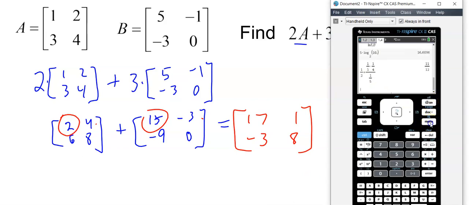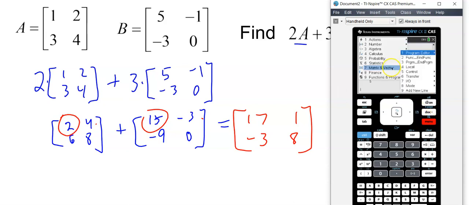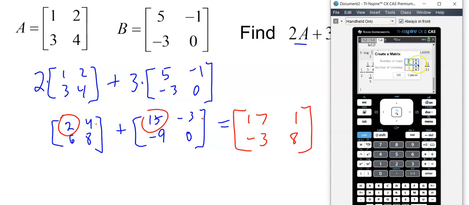So there's a couple ways to get to matrix. One way is to go matrix or menu and go to matrix. And the first one is create. Your side looks like a 2 by 2 there. So I can type in 2, 4, 6, and 8 plus. I'm going to show you another way to enter a matrix.